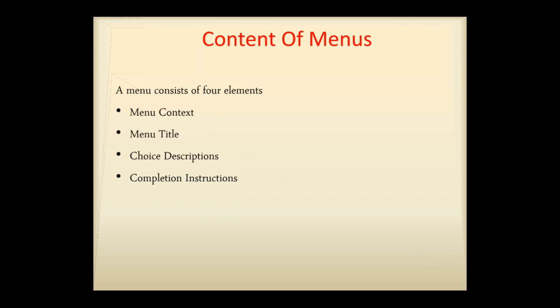Okay, so then completion instructions. These tell the users how to indicate their choices. They may include the rationale for why the user is being asked to make this choice and what would be the impact of this choice, right? And what would be the impact of these choices on the subsequent processes.